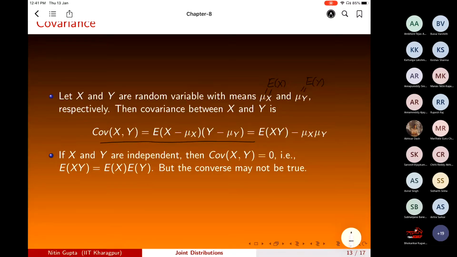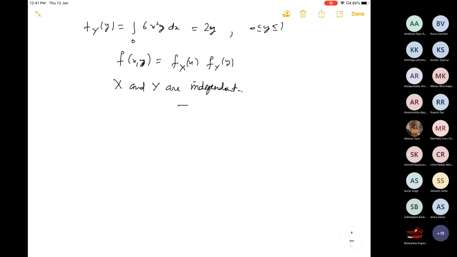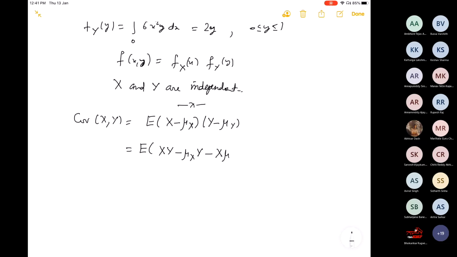So if we define covariance between X, Y as the expected value of (X minus mu x)(Y minus mu y), okay, then this can be written as the expected value of XY minus mu x Y minus X mu y plus mu x mu y.